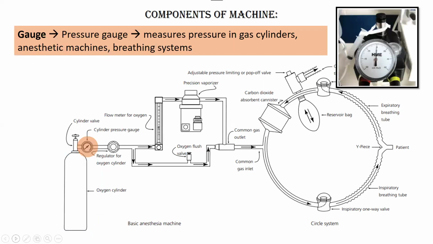The next part we have is the gauge. A gauge is basically a pressure gauge that measures the pressure at three points: number one, gas cylinders, number two, the anesthetic machine, and number three, breathing systems. Basically, at all those areas there is a gauge fixed in the machines. The purpose of the gauge is to measure the pressure. You can see a gauge over here, the actual image of the gauge.